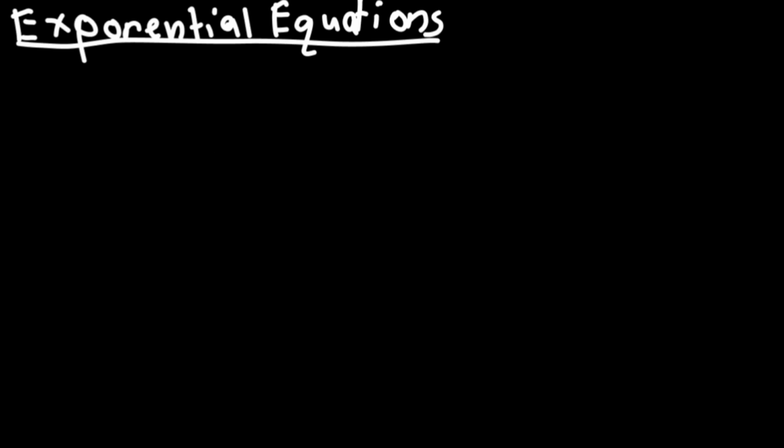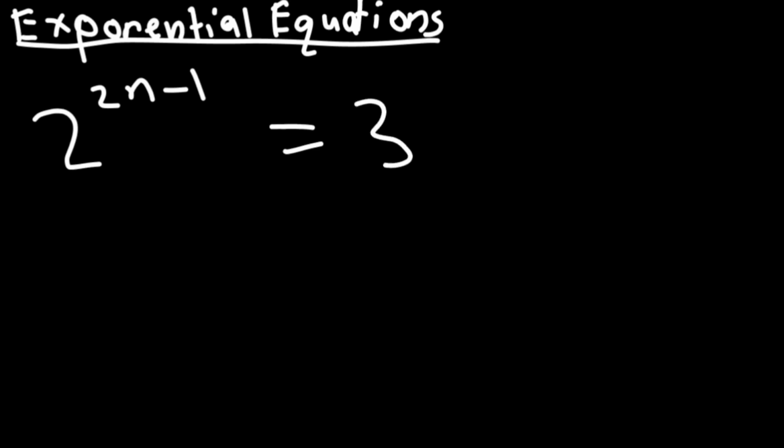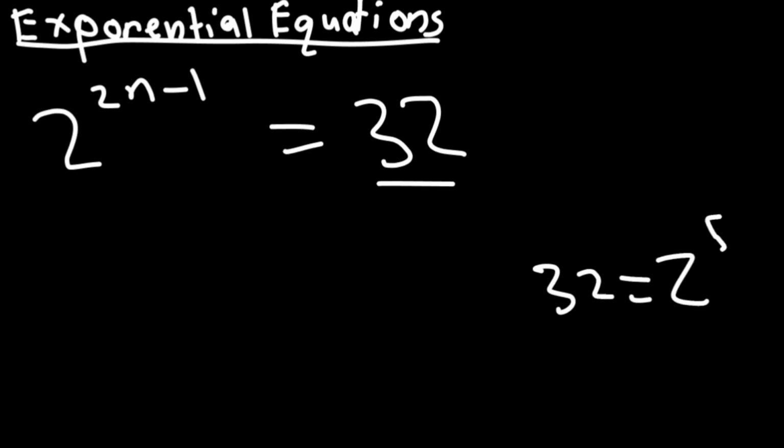So let's do another example, such as 2 to the power of 2n minus 1 is equal to 32. So just the same exact thing here like we do every single time. We're trying to make the bases the same. So I can turn this 32 into a power of 2. So 32 is just equal to 2 to the power of 5. It's just 2 times 2 times 2 times 2 times 2. You get 2 to the power of 5.